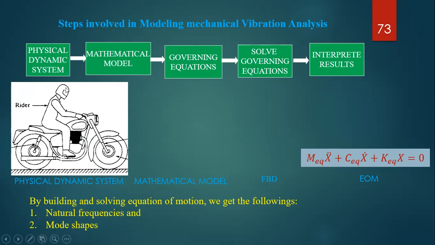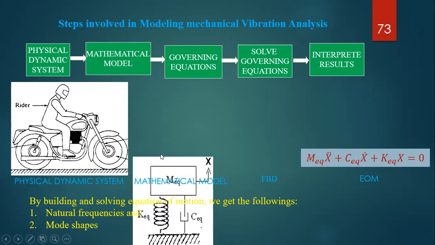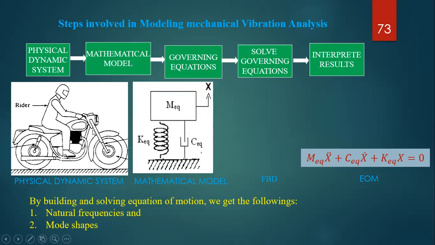Here we have the rider, and also we have the suspension system of the motorbike, and the wheels and the ground. Again, we can simplify it to some equivalent system. The equivalent mass is the summation of all the masses: the rider mass, the bike mass, and the suspension system mass.